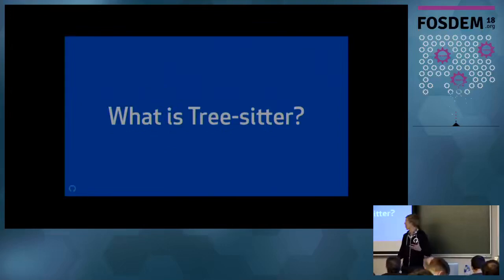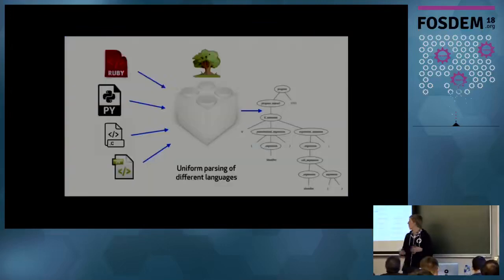So first, what is TreeSitter? TreeSitter is a library for parsing source code. It's written in C and C++, and it's designed to be used in applications like GitHub or Atom that have to deal with code written in many different languages. So the idea is you can use TreeSitter to parse files written in a variety of different languages, and it'll produce syntax trees that all have the same API and the same format.